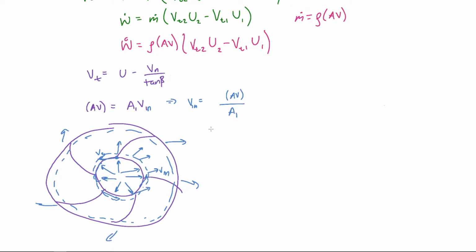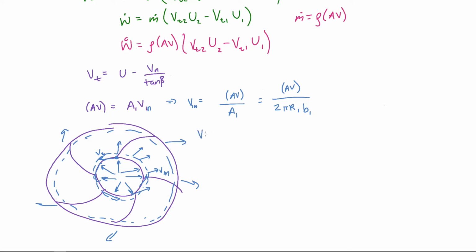Now A1 can be further defined by the geometry of the pump, so that essentially becomes 2 pi R1, which is the circumference of the inlet, times the blade width, which is B1, which is already given in our problem. So that's the depth of the impeller in terms of this picture. It's going into the page, so to speak. And then we take the volumetric flow rate through the pump and divide by that cross-sectional area.